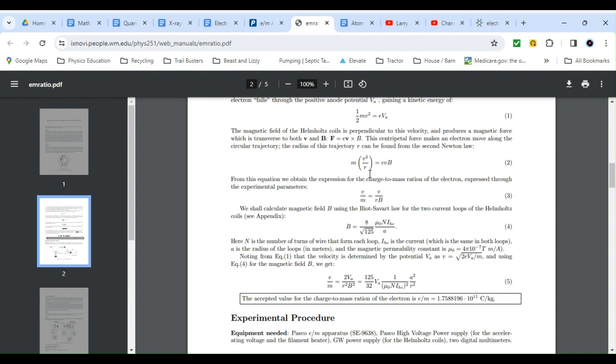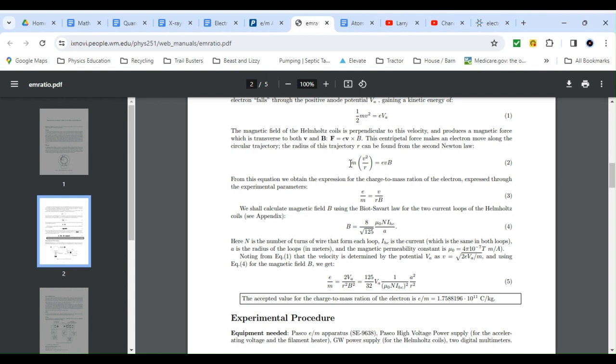EV. Now let's see. From this equation, we obtain the expression for the charge to mass ratio. Boy, we're really close. There's a misprint here. Ration. It should be ratio. Expressed through the experimental parameters. Let's see. Here's E over M.